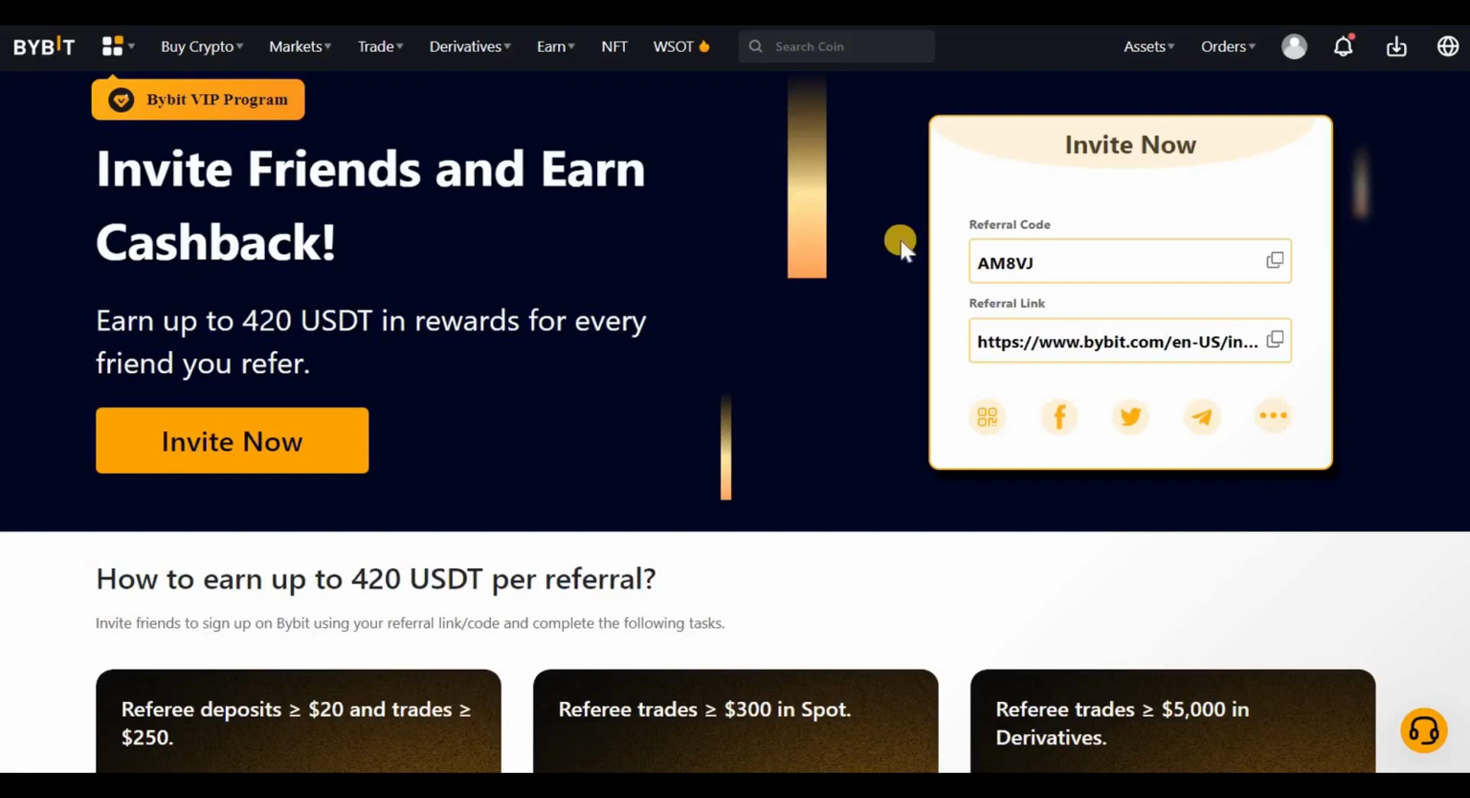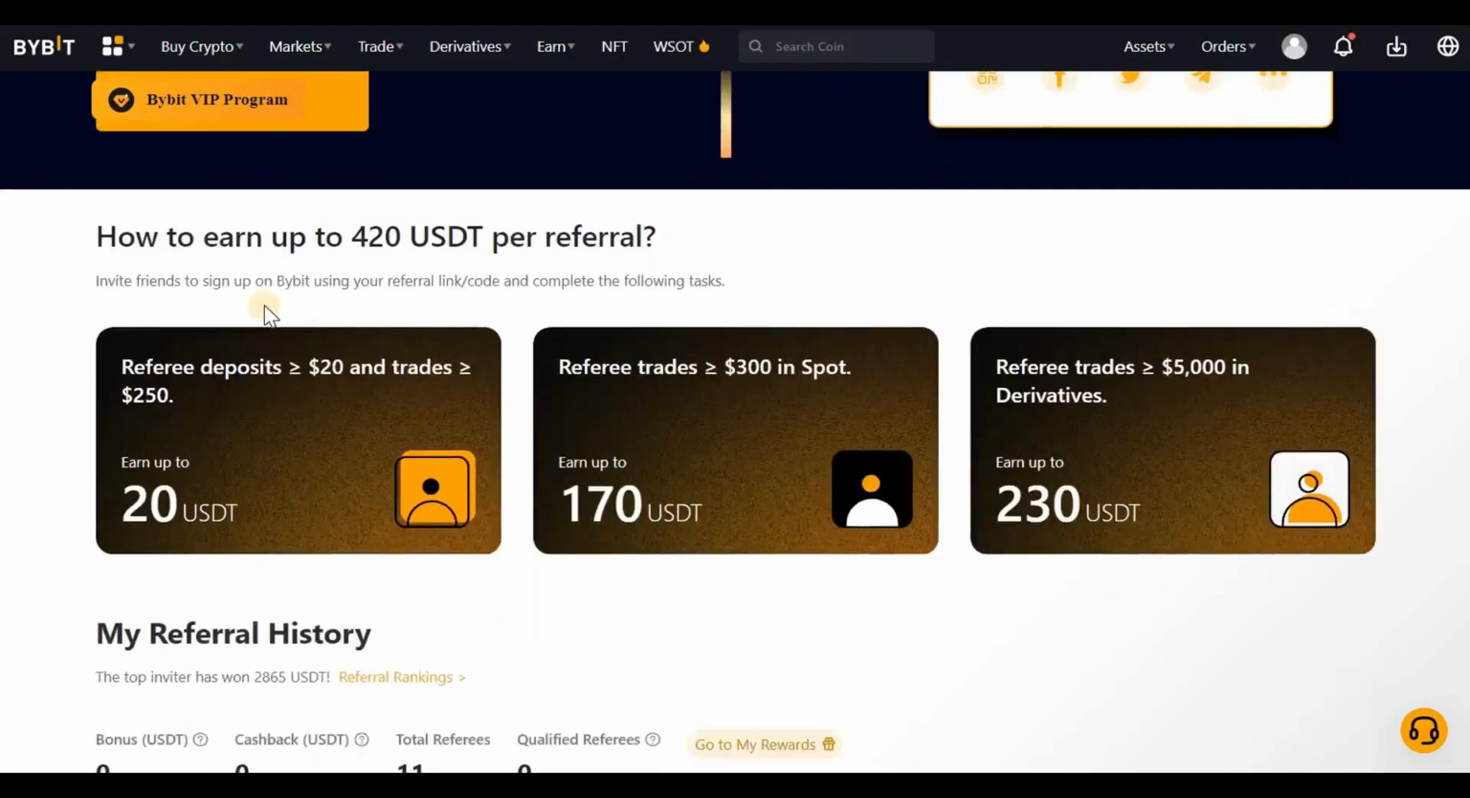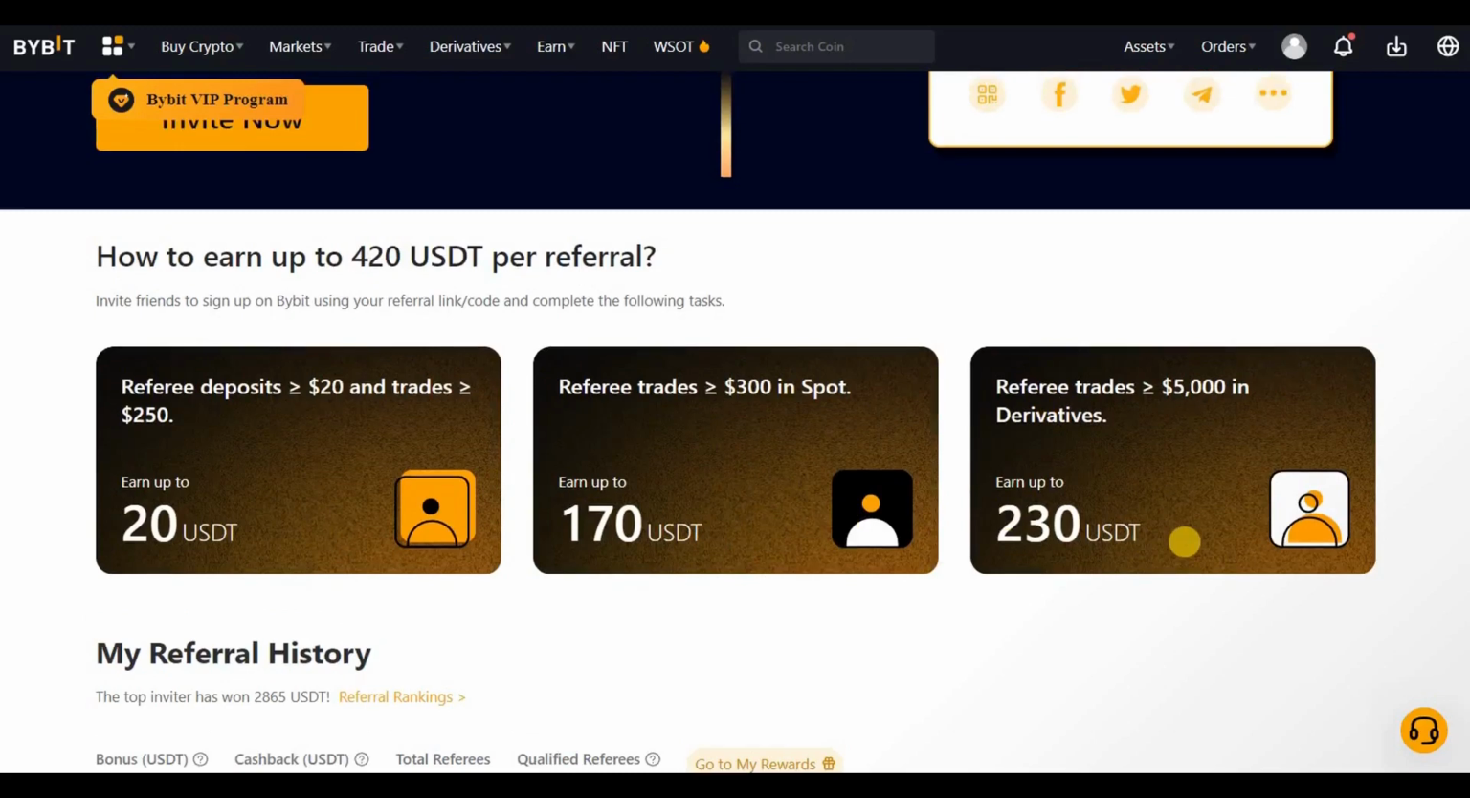This right here is the Bybit referral program. All you need to do is to share your specific link across your social media, and you can earn up to 400 USDT in rewards for every friend you refer. You can see right here, when the referee deposits above $20 and trades above $250, you will get 20 USDT. And also, there are different milestones for the referee for a greater reward. You can see 20 USDT, 170 USDT, and 230 USDT. So for every person you refer, you can stand a chance to win 420 USDT in rewards.